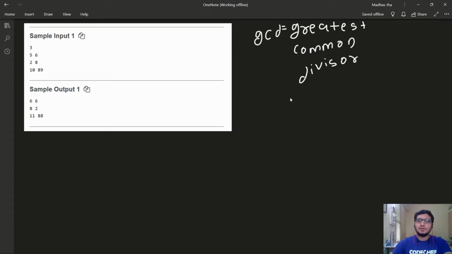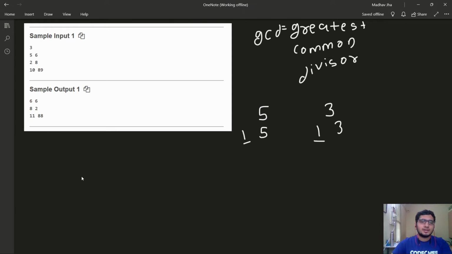So let's say we have two numbers, let's say 5 and 3. As you can see, both are prime numbers. So what are the numbers that divide 5? It is 1 and 5. For 3, it is 1 and 3. Now what are the common divisors between them? It is only 1, right?